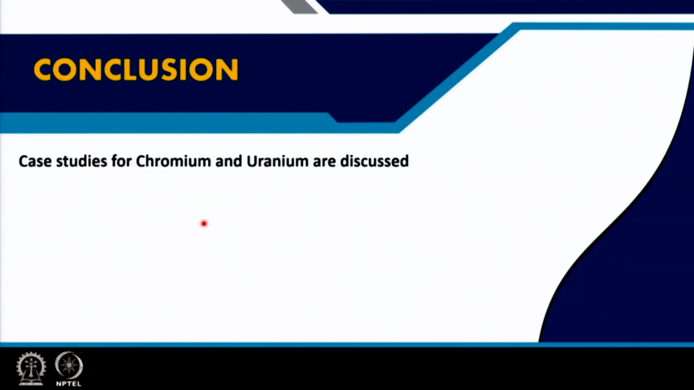And in conclusion, the two case studies related to chromium and uranium bioremediation are discussed in detail. In particular, we see how, through biostimulation by injection of these carbon sources, the relevant microorganisms are enhanced or enriched naturally, so that they can perform the desirable function.